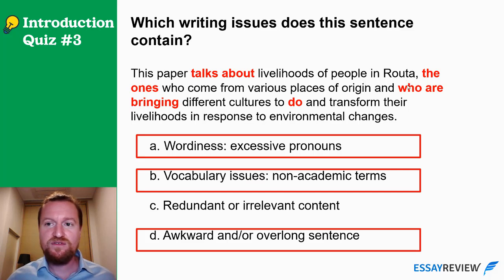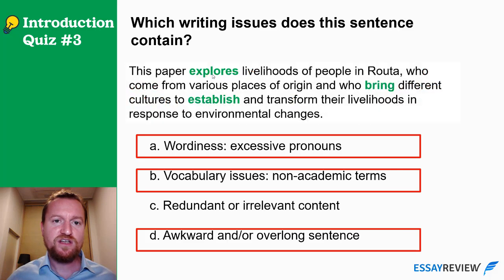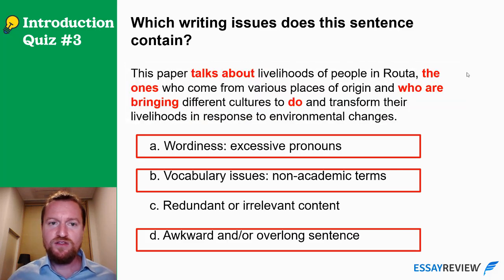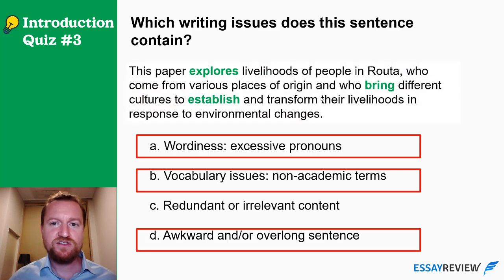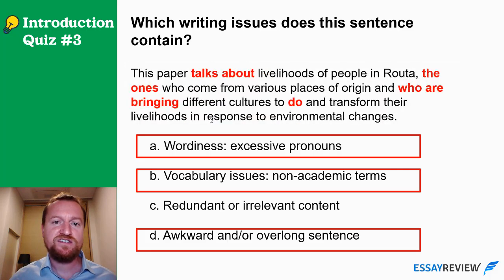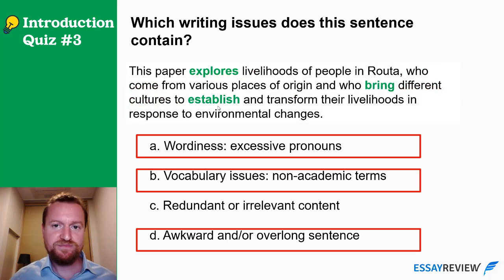So we have "the ones who come from various places of origin and who are bringing," there's a wordiness issue. Non-academic terms here, "do," we could use a better verb, right? Awkward and overlong sentence, that goes along with the wordiness. So let's see how we can change it. Instead of "talks about," how about "explores"? "The ones who," we don't need that, right? We can just say "who come from various places." "Who are bringing"? How about just "bring," who bring different cultures? And then instead of "do," "establish." And this is also shorter and stronger.